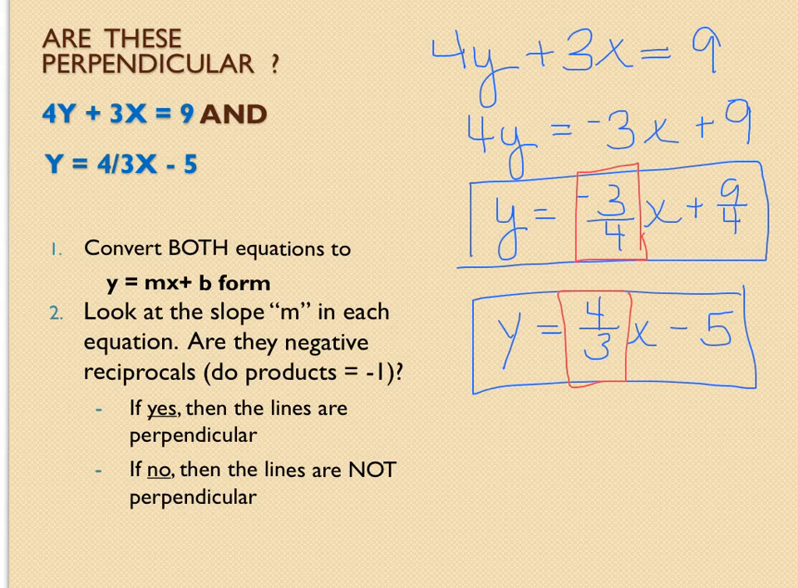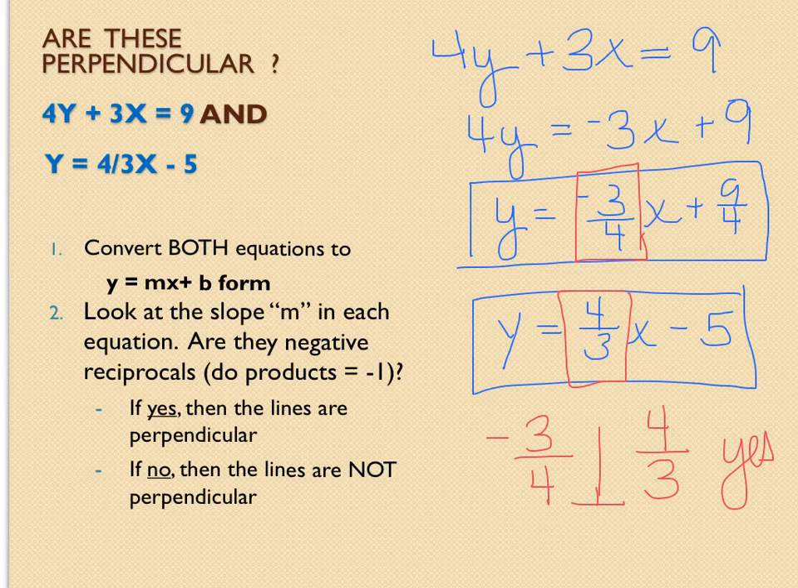And compare their slopes. In the first equation, I have negative 3/4, and in the second one, I have positive 4 over 3. Yes, they are perpendicular to each other because they are opposite and they are reciprocal. They are opposite signs and they are reciprocal.